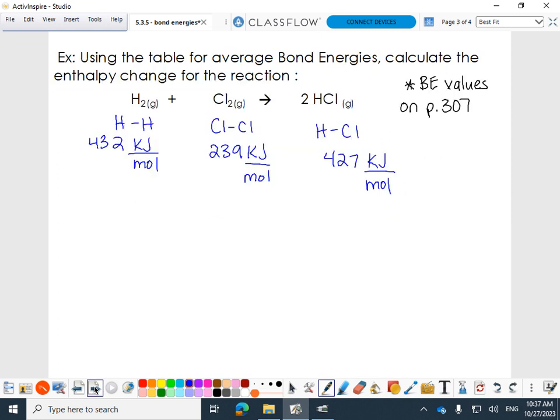Okay, so like Ilya said, I have to take into account this coefficient, and so I'm going to do that in the formula so that I can cross out the moles, because there isn't just one mole there, and then my answer will be in kilojoules, which is what it should be. Okay?